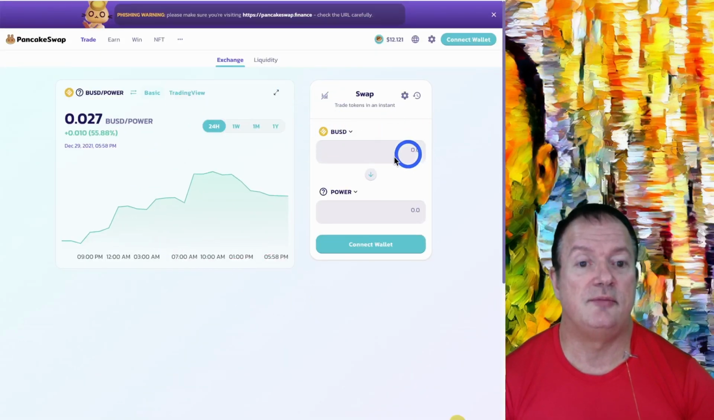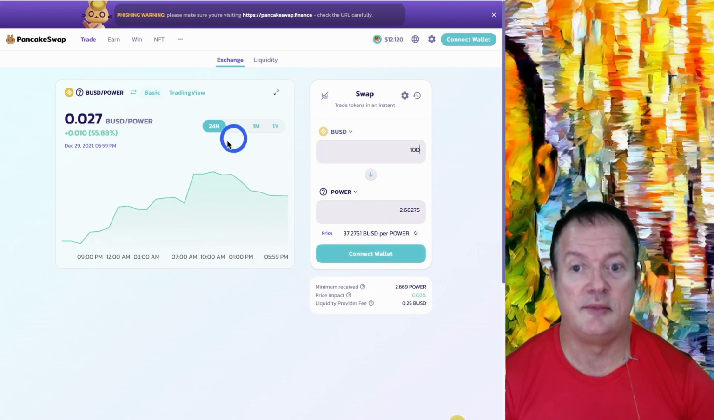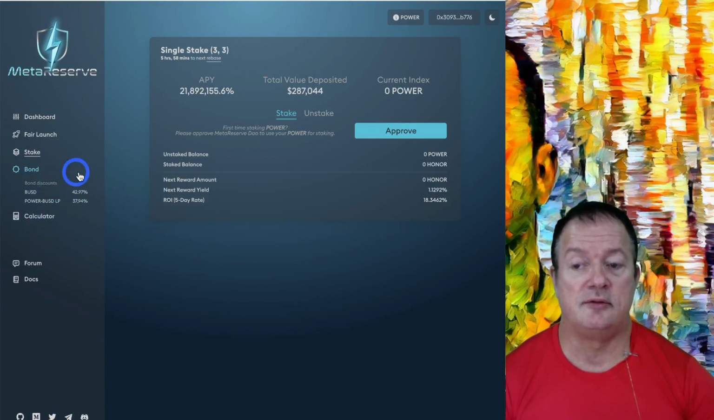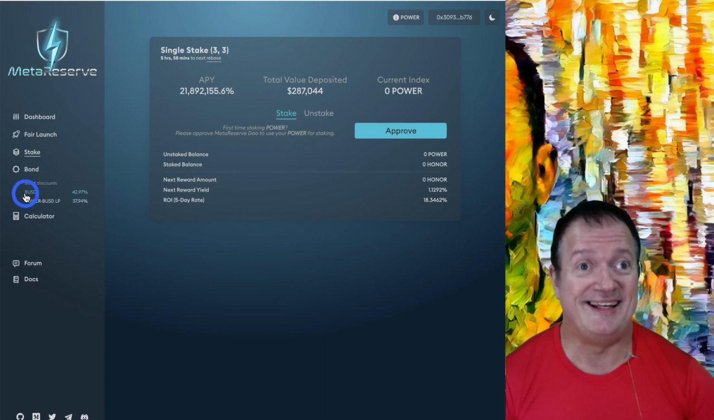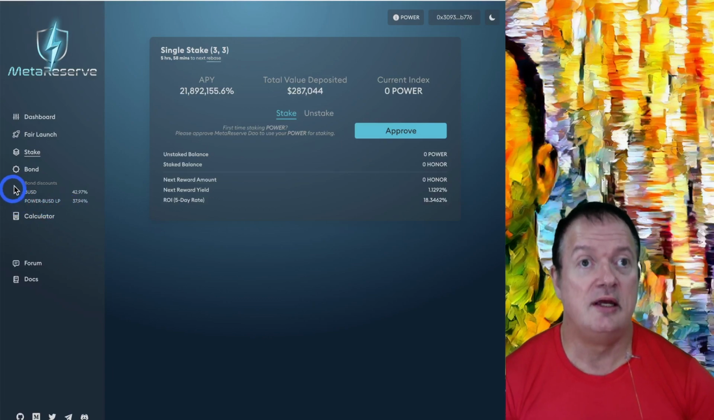So if we have BUSD in our wallets, okay, we could buy the token like this, and connect the wallet and all that. So it's an easy process to buy the token. It's also an easy process to bond the token, okay? Now, make sure you understand that when you're bonding, you are buying a token at a discount. So you're giving away your BUSD or your Power BUSD LP tokens in order to get a discounted Power token. Okay, make sure that's clear.